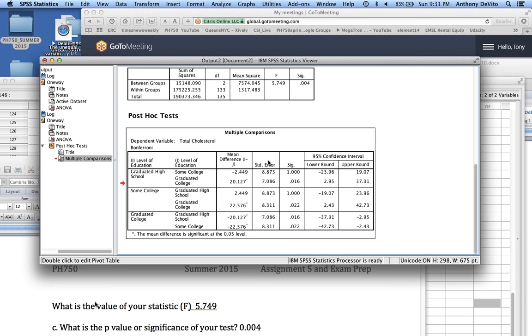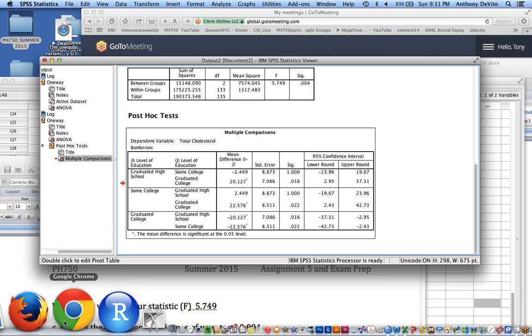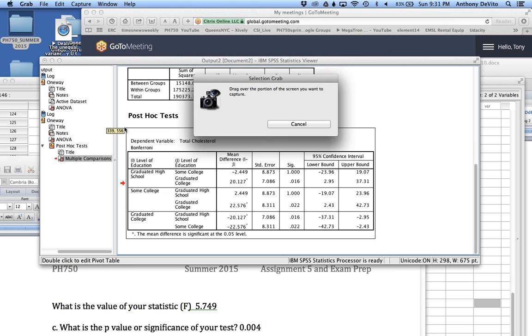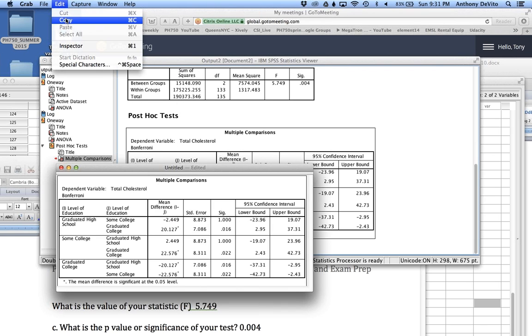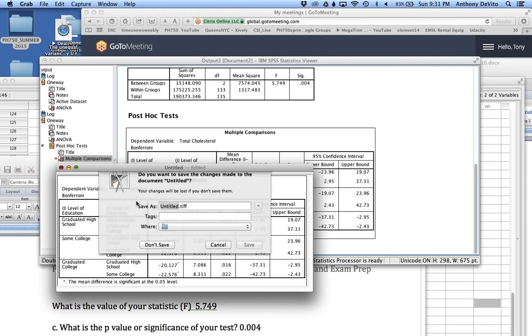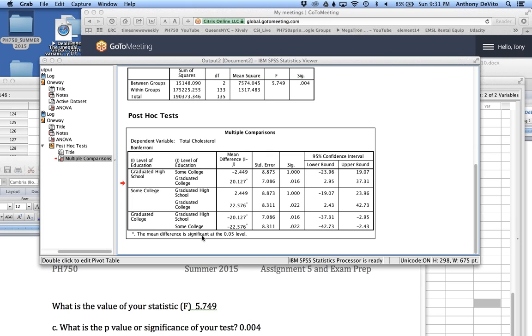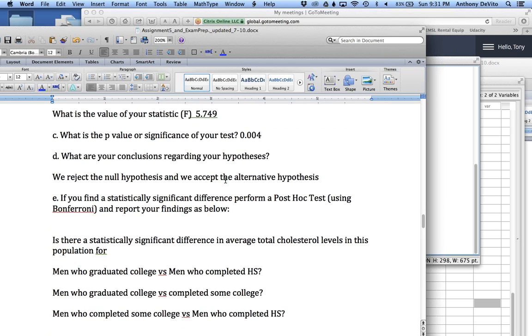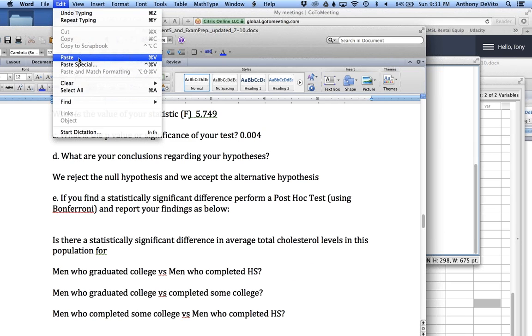Let me go back. I'm going to copy. Actually, I'm going to do it my way. I am going to grab capture selection, and I'm going to go ahead and capture that. Okay, I'm going to say copy, and then I'm not going to save this. I'll get rid of it. And I'm going to go back to my Word document. And let's see, what are your conclusions regarding hypothesis? We rejected the hypothesis. Do our post-hoc test, report our findings there. I think it's okay to just paste this in.